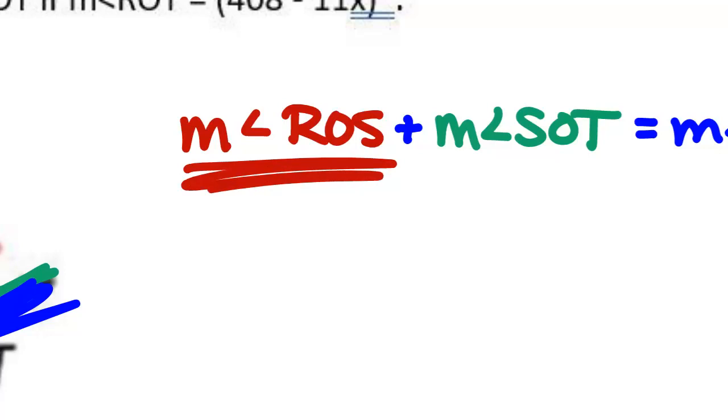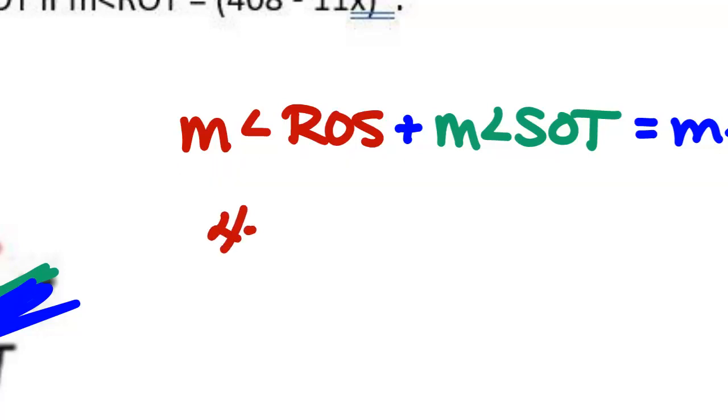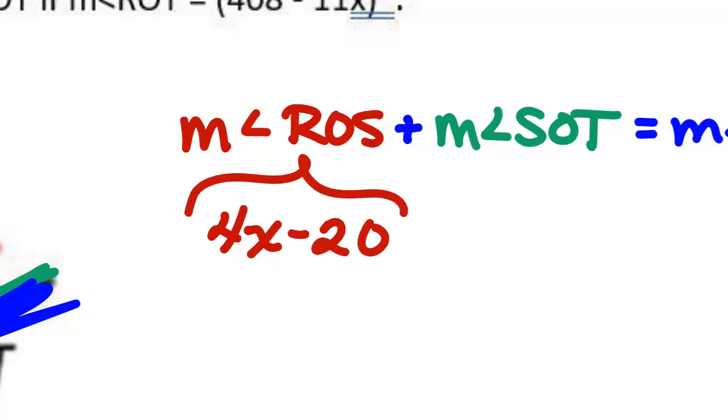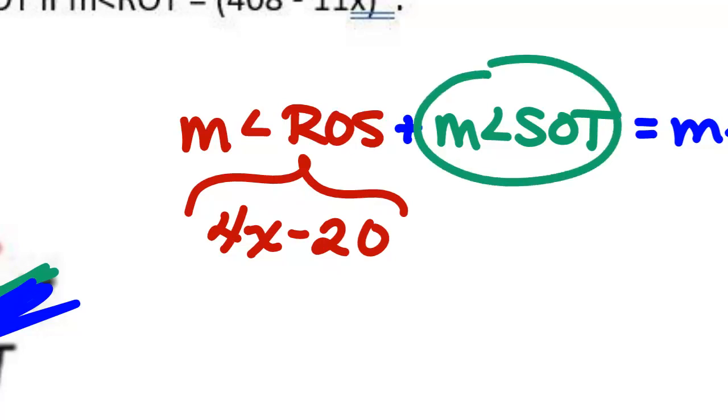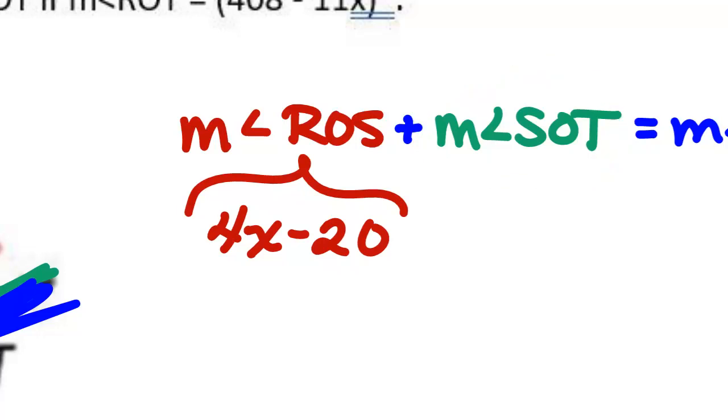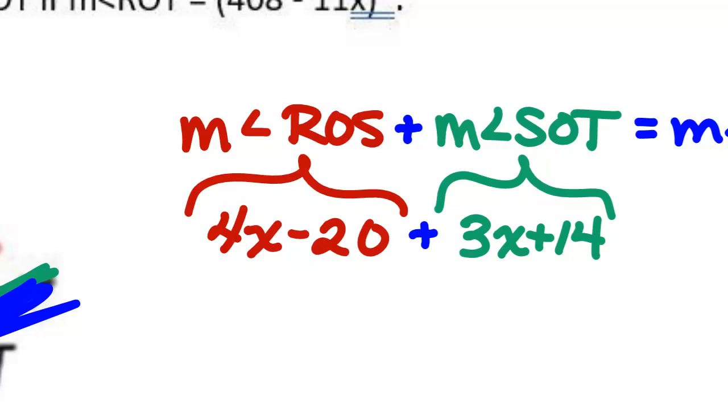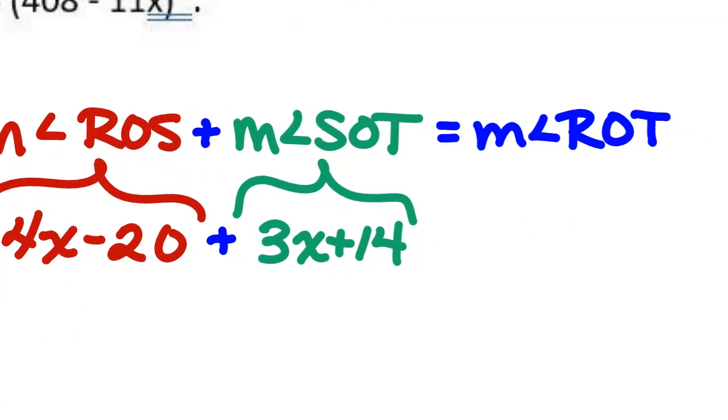What is the measurement of angle ROS? 4x minus 20. So I'm going to use substitution to replace the measurement of angle ROS in that equation with 4x minus 20. How big is the measurement of angle SOT? 3x plus 14. So I'm going to use substitution again. I'm going to substitute 3x plus 14 in the place of the measurement of angle SOT.